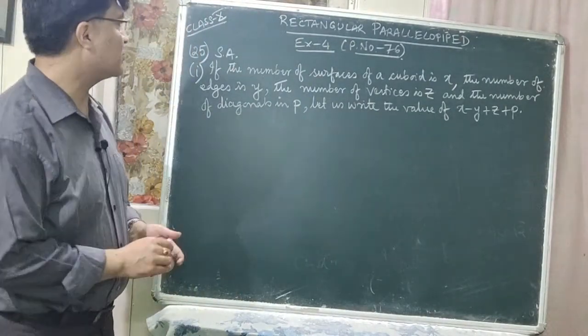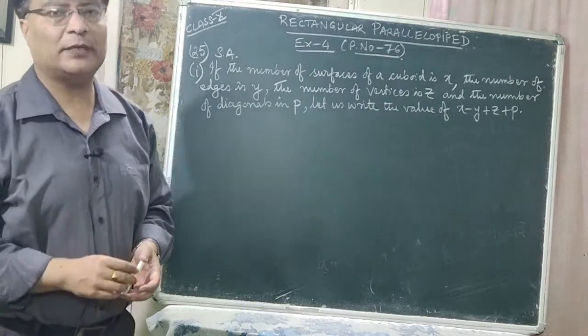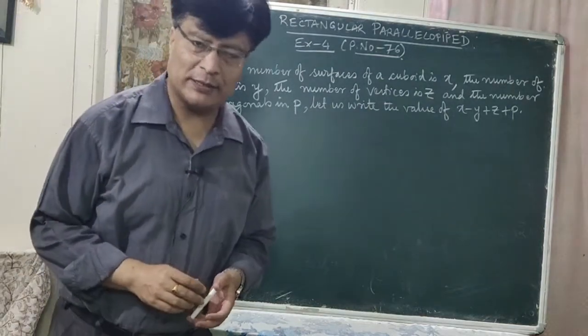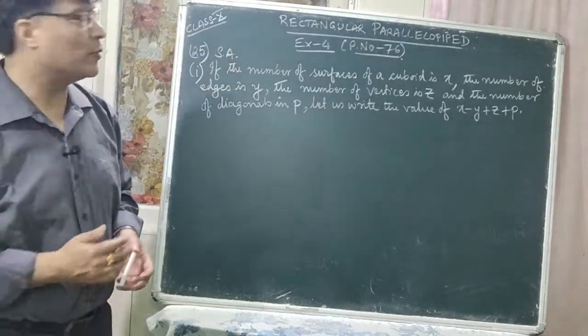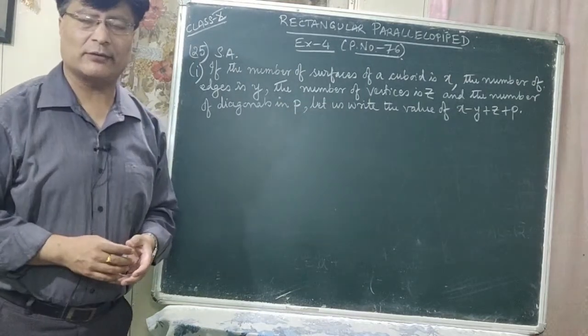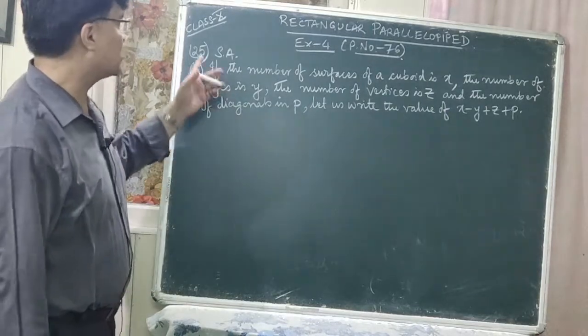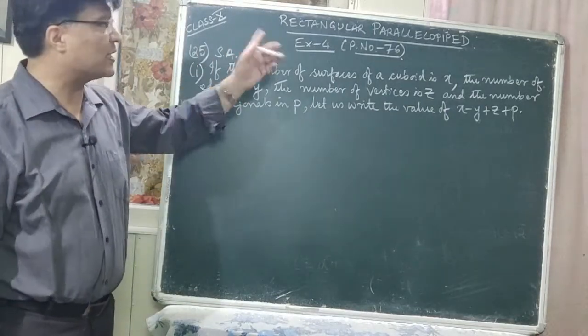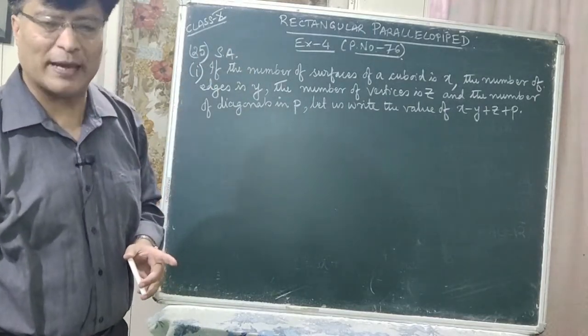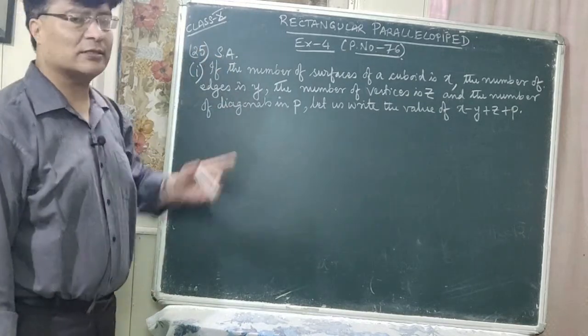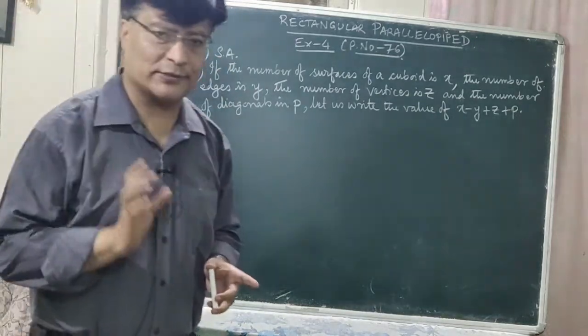So now I am doing class for class 10. The topic is rectangular parallelopiped. In the last online class also we were doing this same chapter, that is rectangular parallelopiped. So today we will do short answer type questions from this chapter, rectangular parallelopiped. And this short answer type question carries 2 marks.